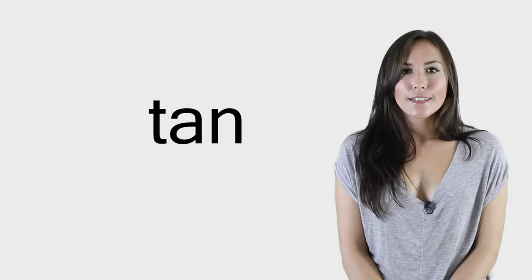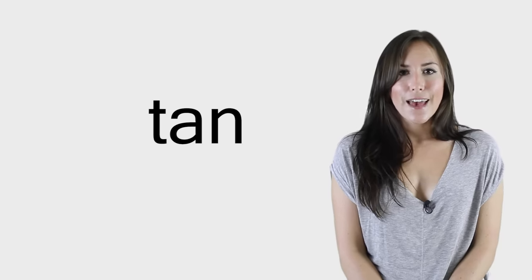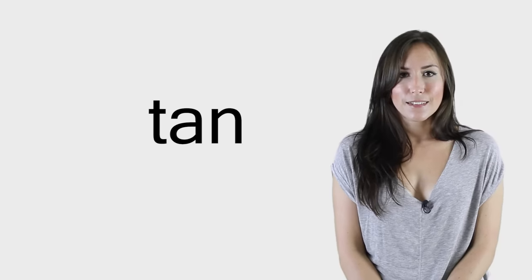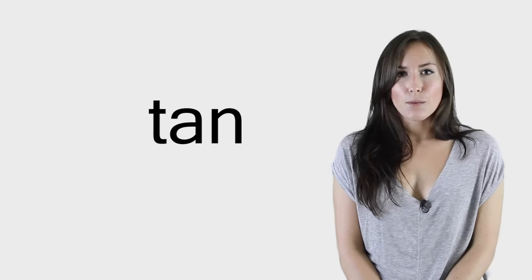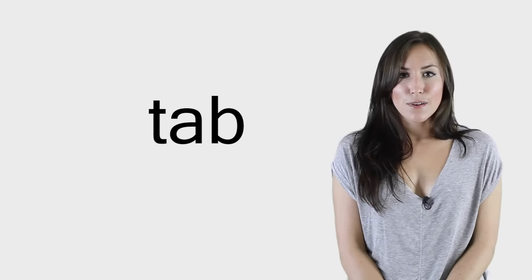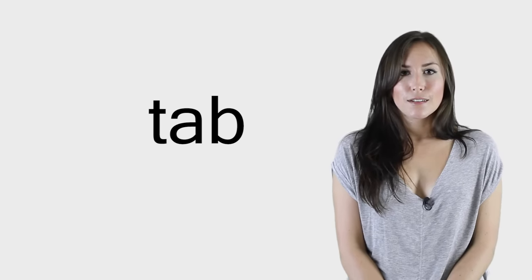Let's try N and B at the end of a word. We'll start with T. Repeat after me. T, t, t. T, A. Ta, ta, ta. T, A, N. Tan, tan, tan. T, A, B. Tab, tab, tab.